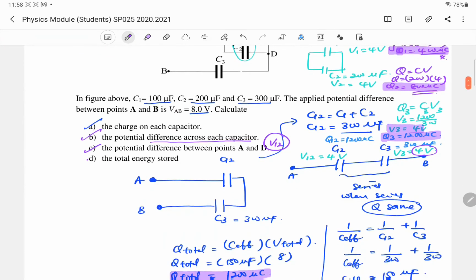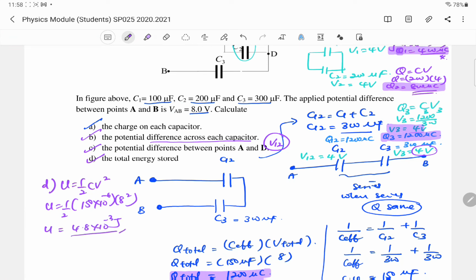Okay, the energy stored, which is D, U equal to half CV squared. So U equal to half, 150 times 10 power negative 6, V is 8 square. So U is 4.8 times 10 power negative 3 joules.